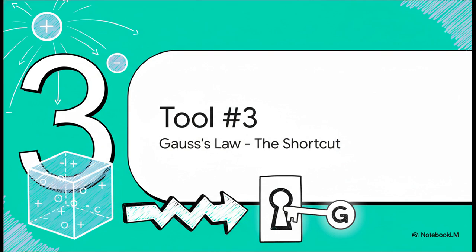Okay, so we can find the force between 2 charges, and we can map out the force in a whole region. But what about our cube problem from the beginning? That still looks pretty tough. Calculating the field everywhere and adding it all up sounds awful. We need a master key. We need a brilliant shortcut.